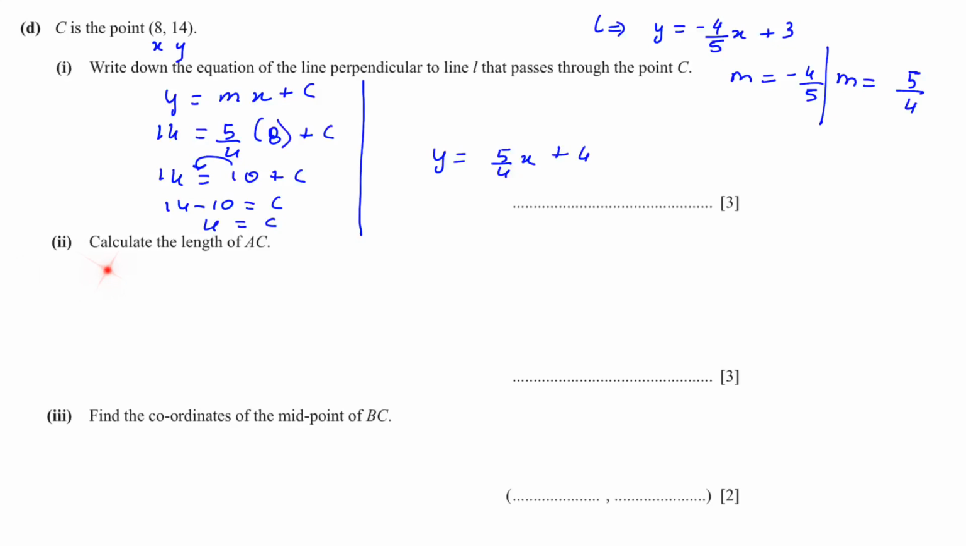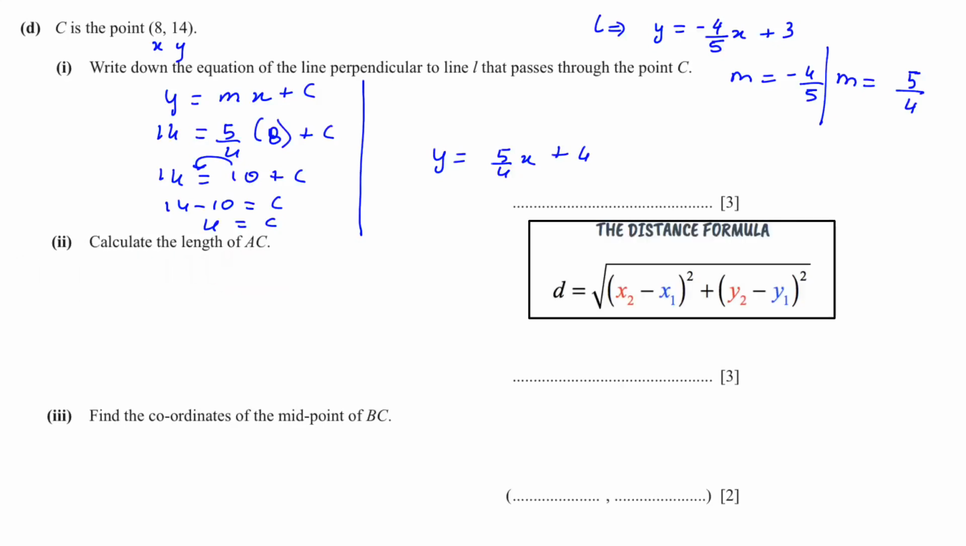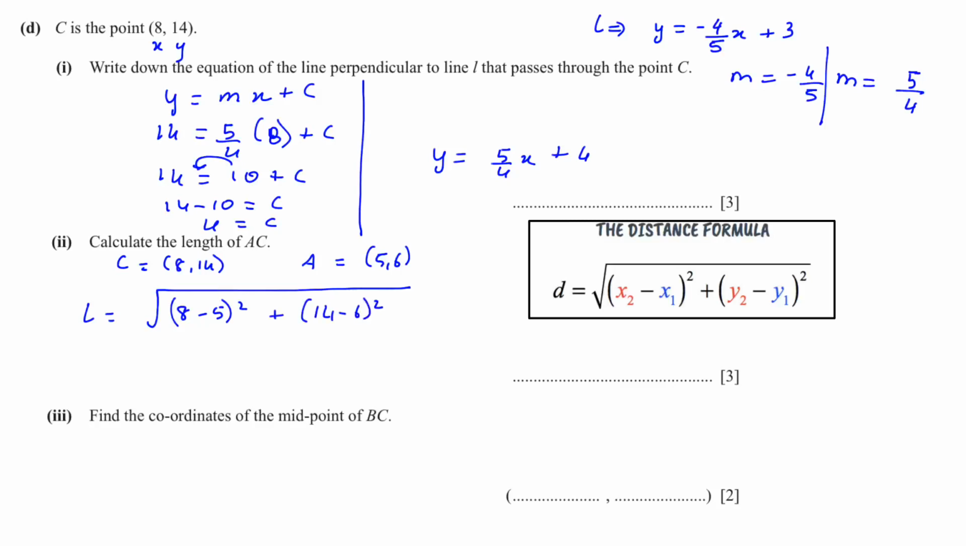In D2, calculate the length AC. The length formula. So we need to find the length of AC. C is (8, 14) and A is (5, 6). We found it before. So the length is going to be the square root of (8 minus 5) squared plus (14 minus 6) squared. So we subtract the x's and square it, and subtract the y's and square it.